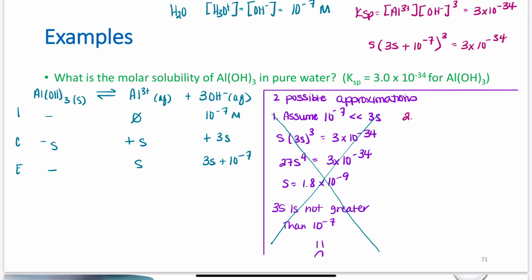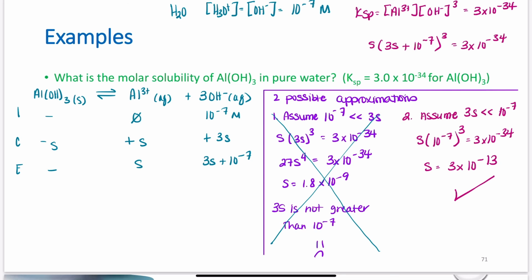The second approximation we can do is assume that 3S is a lot smaller than 10 to the minus 7. In that case, we would have S times 10 to the minus 7 cubed equals 3 times 10 to the minus 34. We solve for S, and we get 3 times 10 to the minus 13. I forgot the 1 in front of that, 13. That one is correct. We can assume that 3S is very small compared to 10 to the minus 7. Our solubility is really small.